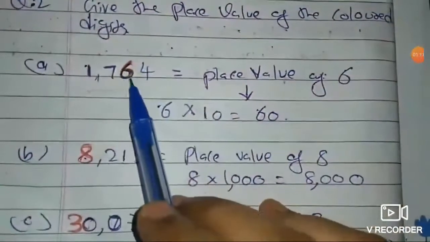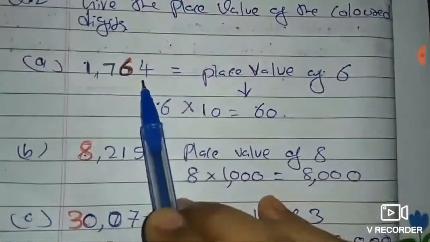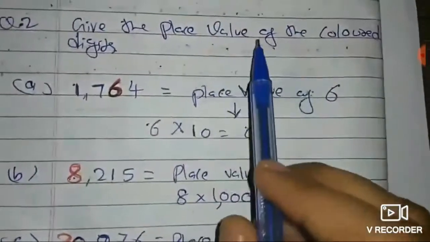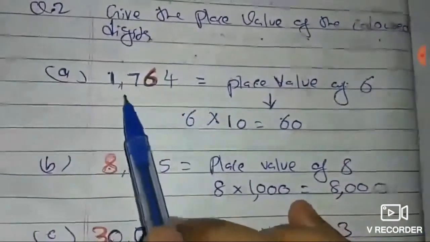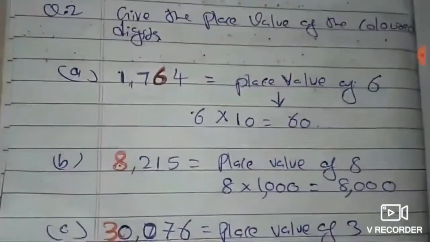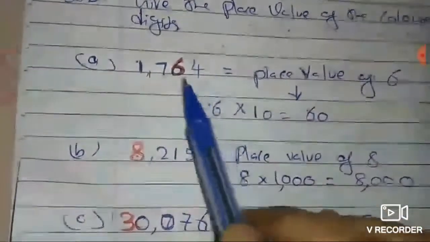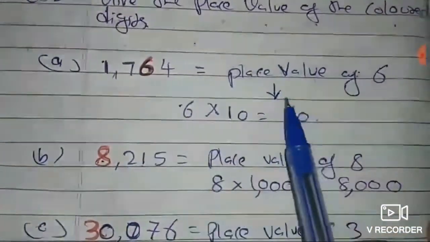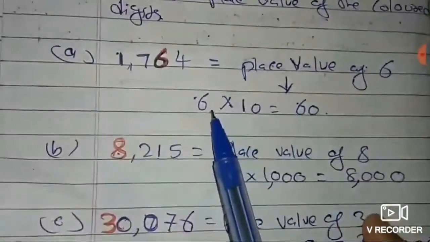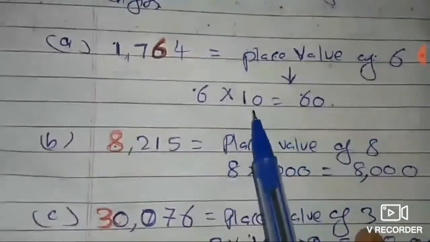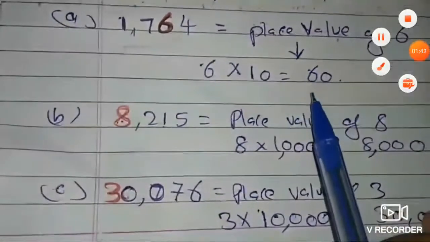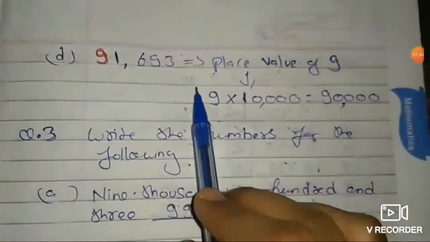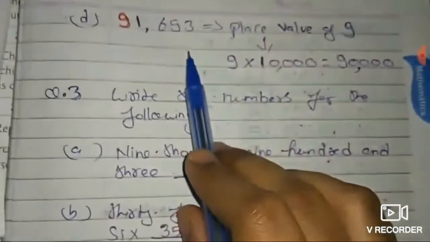Question number 2, give the place value of the colored digit. Here you can see one digit is in red color and all the other digits are in blue color. The question already mentions that you have to find the place value of the colored digit only and skip all the non-colored digits, that means all the blue digits. So here the 6 is on the place value of tens, you can see ones and tens. Then write the place value of 6, draw one arrow, write 6 into 10 equals 60. Why do we write 10? Because 6 is on the place value of tens. Then multiply and you will get 60. Answer. For the B question, just copy it down in your notebook. Same method as question number 2.